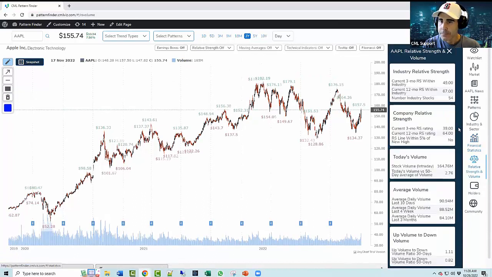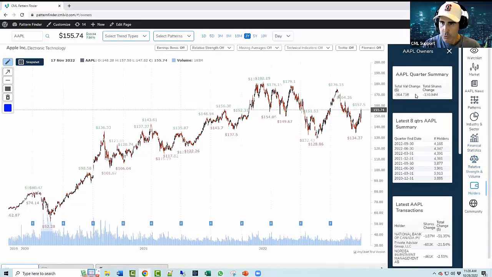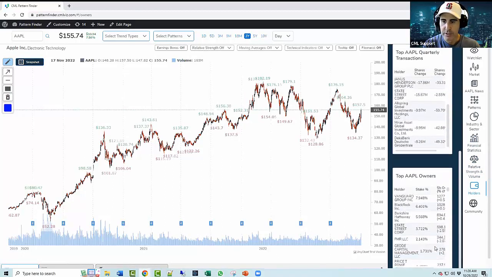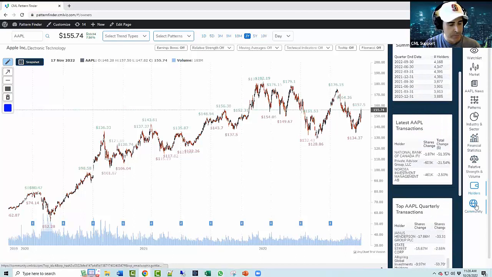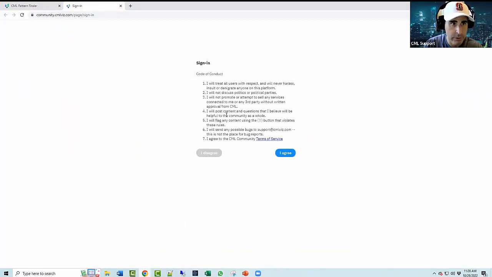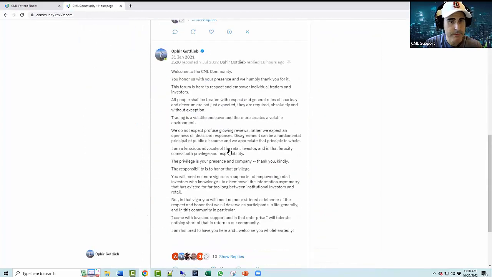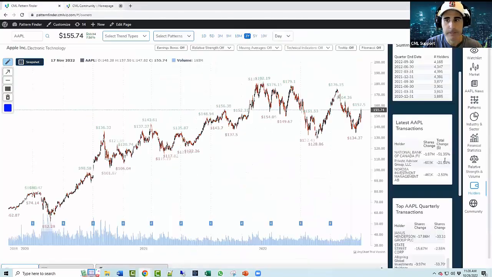Relative strength stuff. Holders information, like who the holders are, the latest transactions, the largest transactions, the top owners. And then we have a community button. So anyone who joins Pattern Finder, you're going to be in a community. It looks kind of like this, just so you know. I'm not going to go through the community. It looks like a Twitter feed. All right, that's good enough.